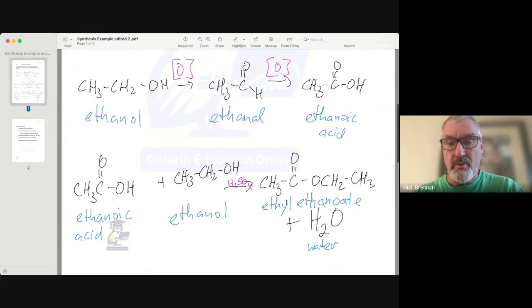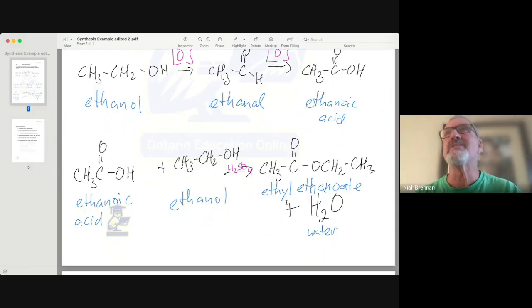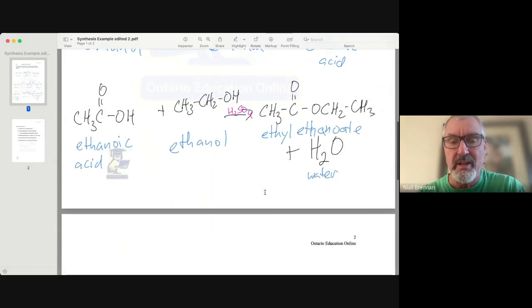Okay, so this is what synthesis chemists do, by the way. If you watch Breaking Bad, Walter White would have been an excellent synthesis chemist. That would have been his thing.